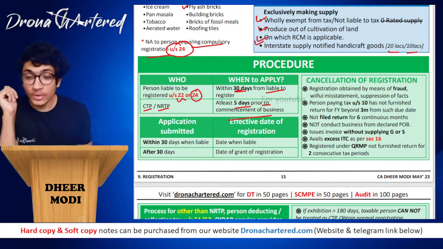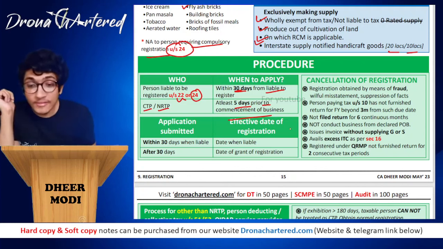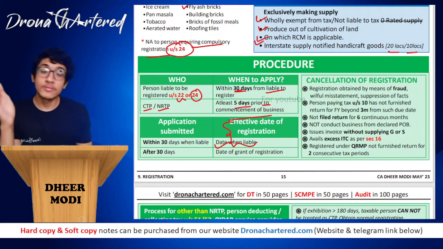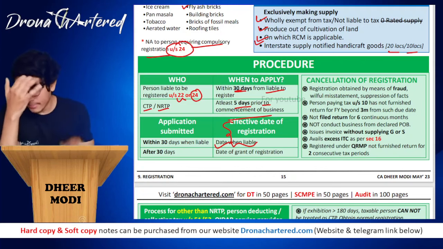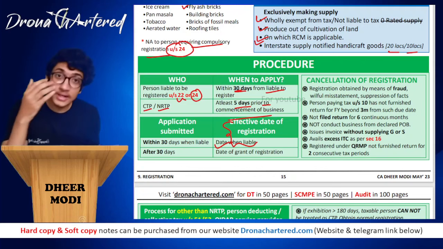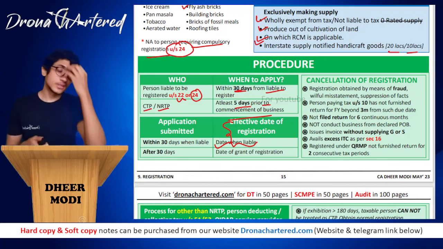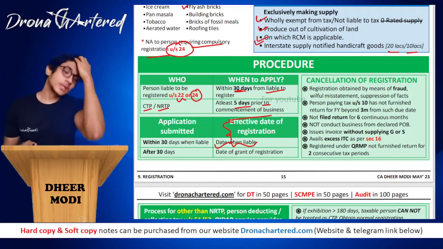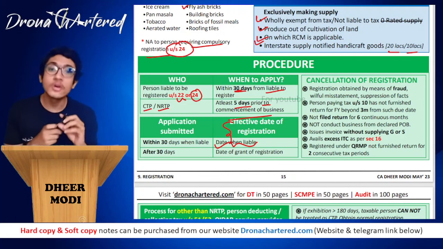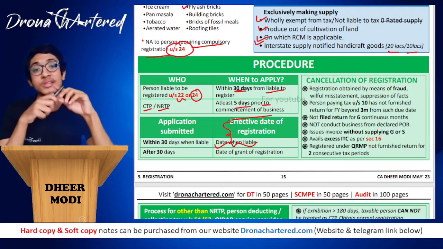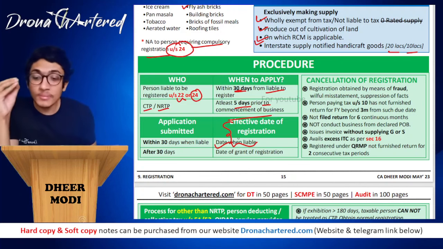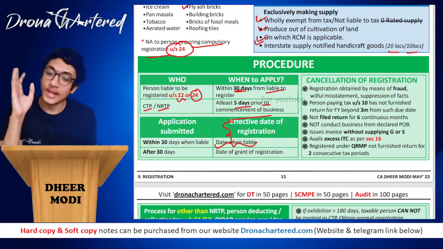Okay. Now, if your application is submitted within 30 days of when you are liable, then the effective date of registration will be the date when you are liable. So even though you have submitted the application, for example, 29 days after the date from when you were liable to register, since it is within the limit of 30 days, the registration that the GST department will give you will be from the date when you were actually liable.